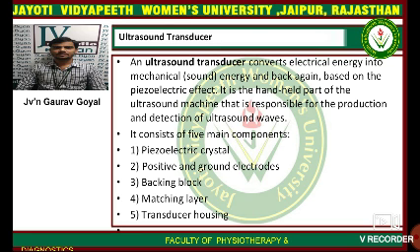The ultrasound transducer converts electrical energy into mechanical sound energy and back again based on the piezoelectric effect. It is the handheld part of the ultrasound machine that is responsible for the production and detection of ultrasound waves. It consists of five main components: first, the piezoelectric crystal; second, positive and ground electrodes; third, backing block; fourth, matching layer; fifth, transducer housing.